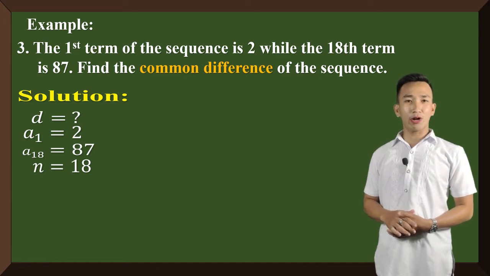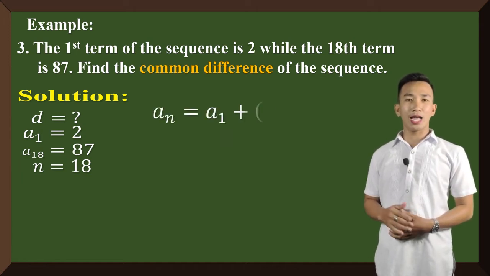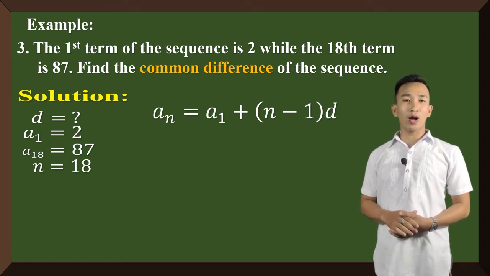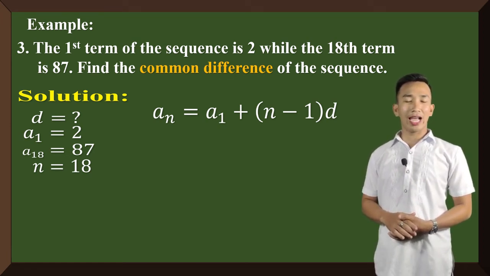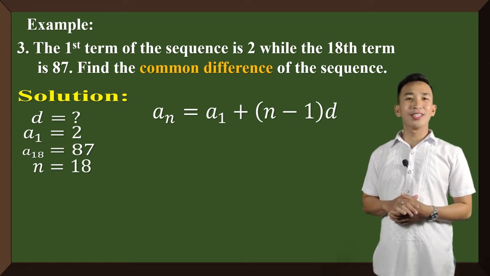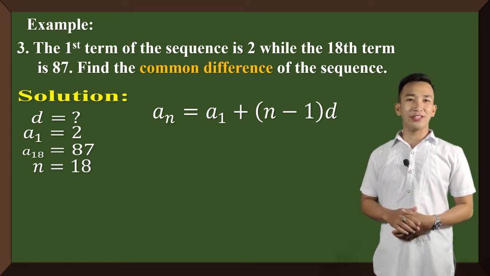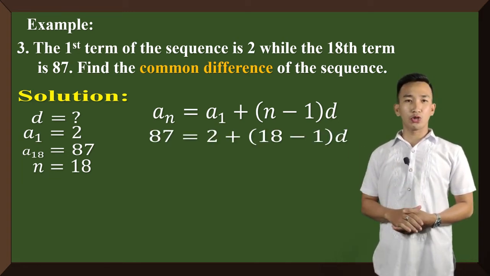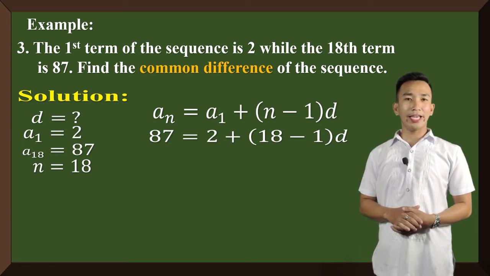This problem can be solved by using the formula a sub n equals a sub 1 plus the quantity of n minus 1 times d. Next, substitute the given values in the formula. So, the equation will become 87 equals 2 plus the quantity of 18 minus 1 times d.